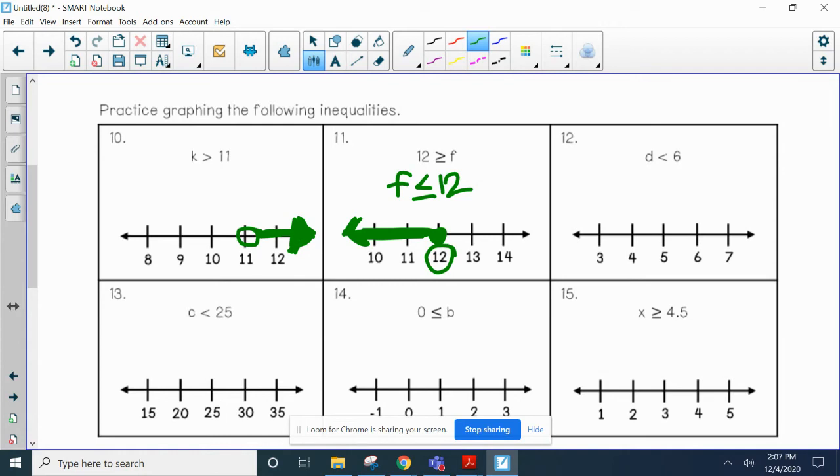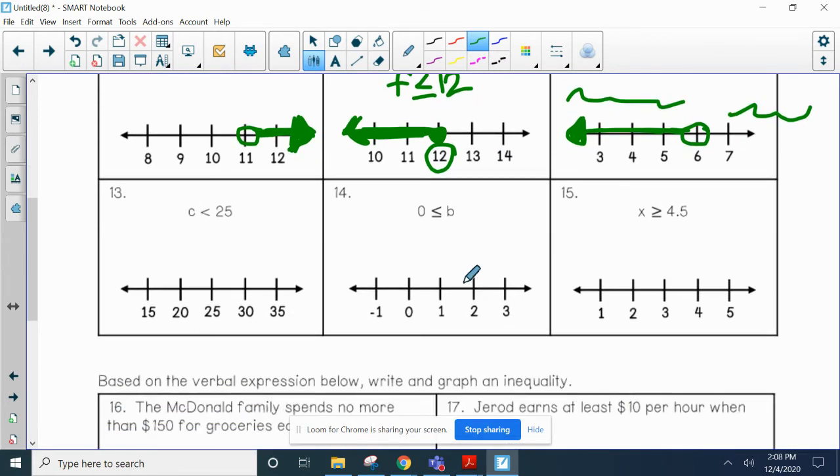All right. So D is less than 6. Open or closed circle at 6? Open. Are these numbers less than 6? No. Are these numbers less than 6? Yes. And D came first, and we shaded the direction the inequality was pointing. Awesome. So now I want you to fill these out. Pay attention to 14B: it does not come first if you're using my trick.